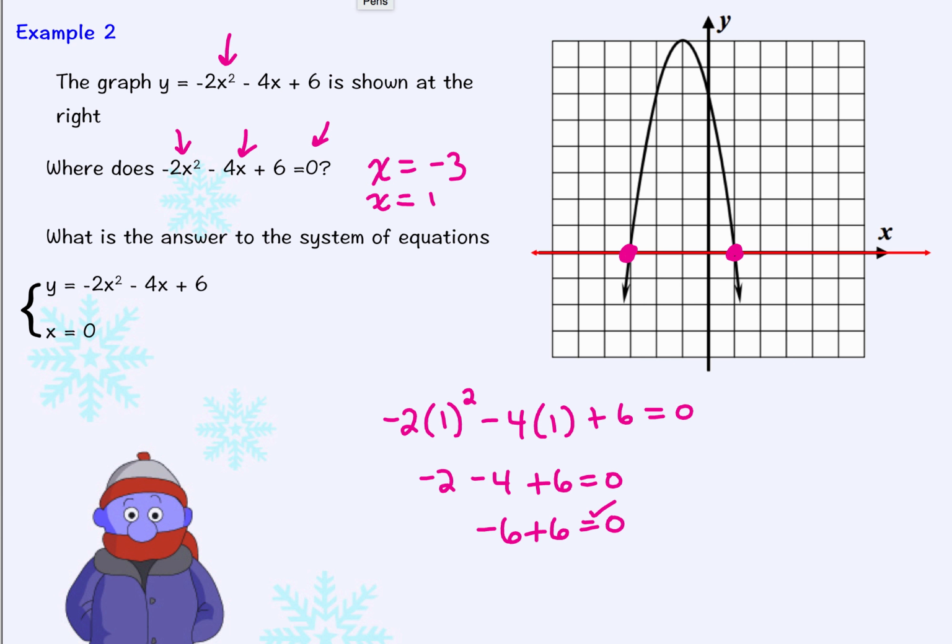All right, let's go on and see what they're asking in the second part. What is the answer to the system of equations? See, I see a y, and I see an x equals 0. Haha, tried to trick you, didn't I? All right, so in this question, they've got my parabola. But now it's x equals 0.